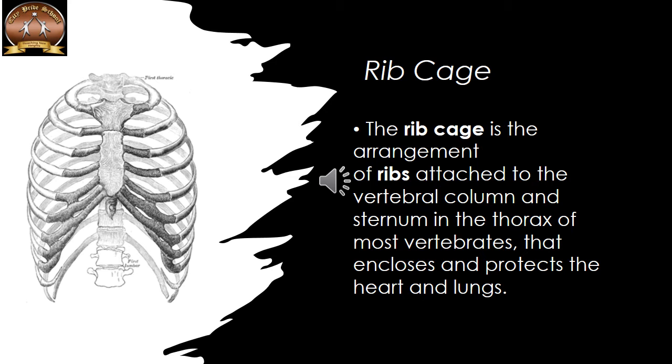Okay, so this cage-like structure that is formed helps in protecting two major organs, your heart and your lungs, which are present inside this cage, and therefore they are given protection by the rib cage.